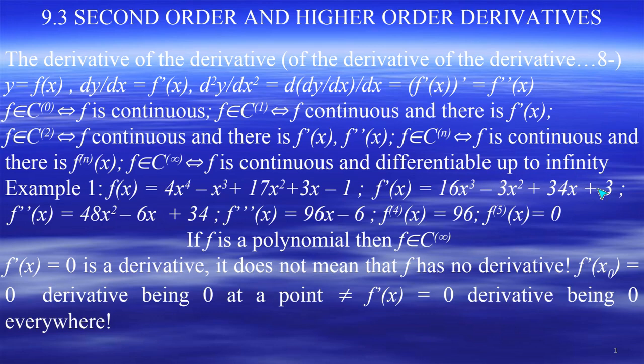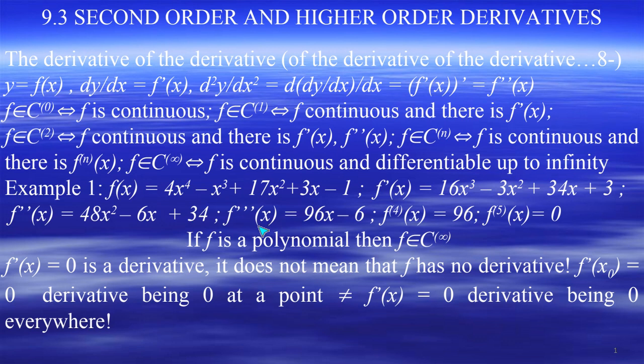Can we differentiate it again? Yes, we can differentiate. We can take its derivative again. So the derivative of the first derivative will be the second derivative of the original polynomial. So what is it? 3 times 16 is 48, x to the power 2, minus 2 times 3 is 6, 6x to the power 1, which is 6x, plus 34x, the derivative is 34, and plus 3, the derivative of 3 is 0, so we obtain as the second derivative of the original function, 48x squared minus 6x plus 34.